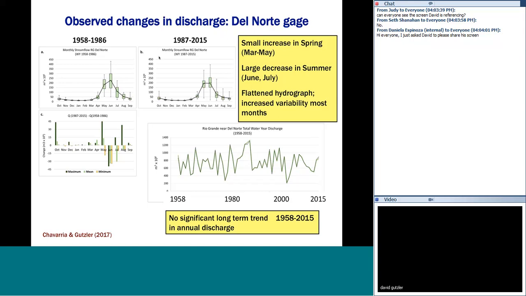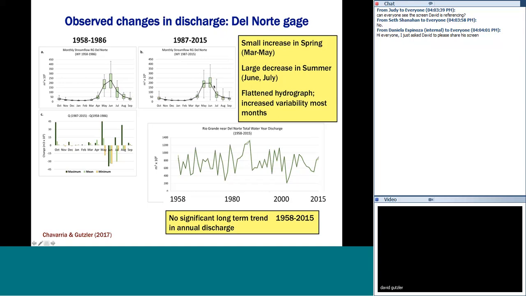However, if we parse the total flow into an annual cycle, we can look at the early decades and later decades of our period of record in the upper left, and we see hydrographs at the Del Norte gauge that show a change in the pattern, the monthly delivery of streamflow past the gauge, that looks qualitatively somewhat like the projected hydrograph changes coming out of climate models, in the sense that we see a very large decrease in streamflow in the summer months of June and July.